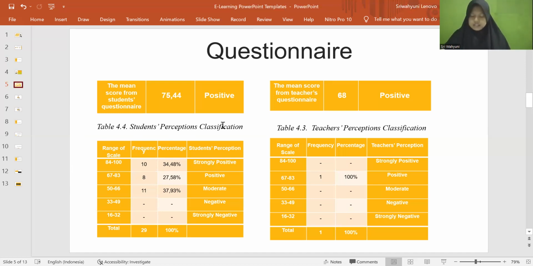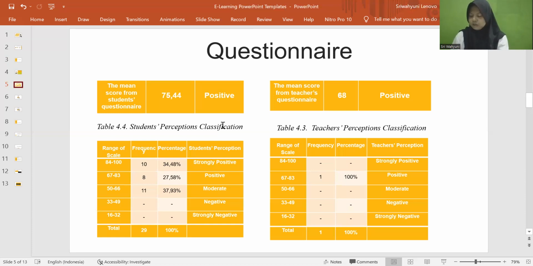From the table, we can see that teachers and students have a different perception regarding the use of code mixing in teaching English. From the table 4.3 teachers perception classification shows that 100% of teachers have a positive perception about the use of code mixing in teaching English.